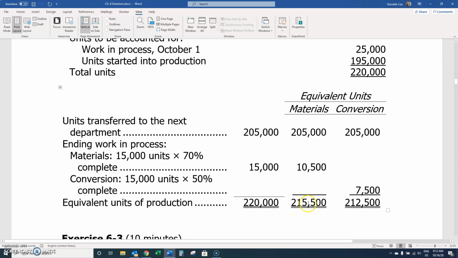So equivalent units of production are 215,500 for materials and 212,500 for conversion, but you also have this total column here because the 205 and the 15 are 220, and this should equal. So your total units that you have to account for should equal the total units that were completed. So the completed, the 205 plus the ending work in process. So this and this should equal, but then you're going to break out here equivalent units to show how much was completed in materials and how much was completed in conversion. Alrighty.